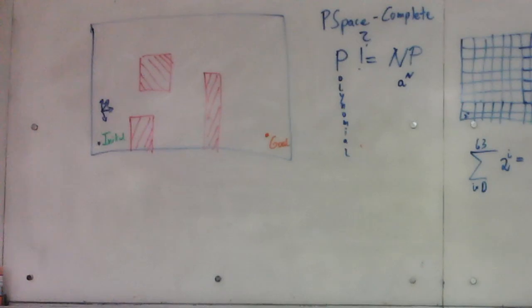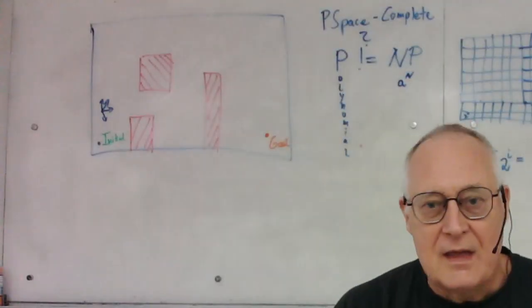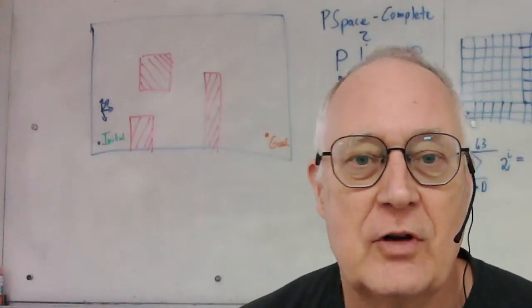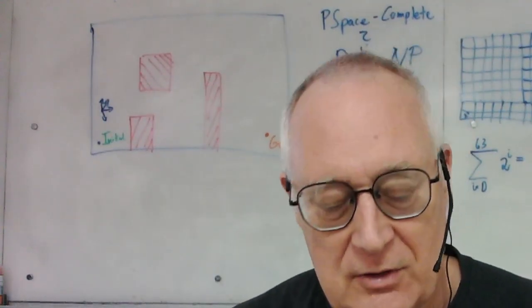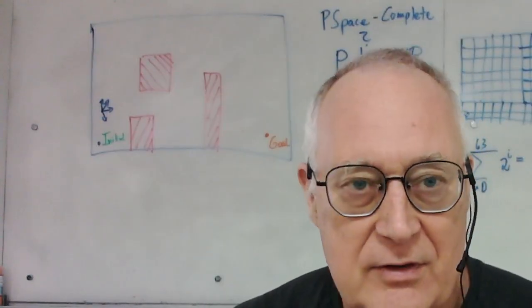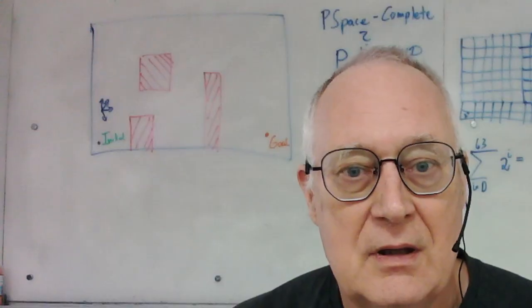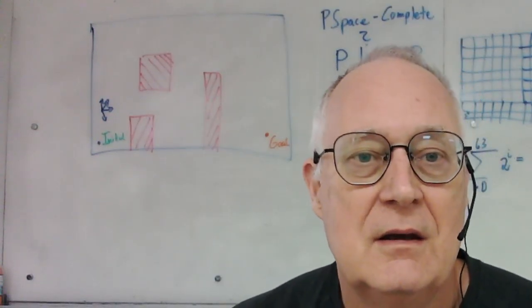And 2 to the 64 doesn't sound like such a big number, but it's an enormously big number. It's way more rice than the king of Persia could possibly have. It's an astronomically large number. 2 to the 64 minus 1 is 1.8 times 10 to the 19.